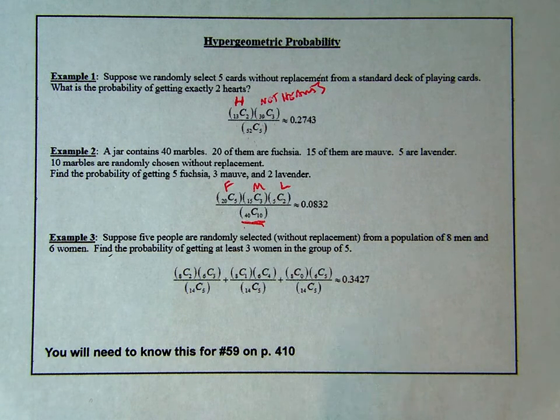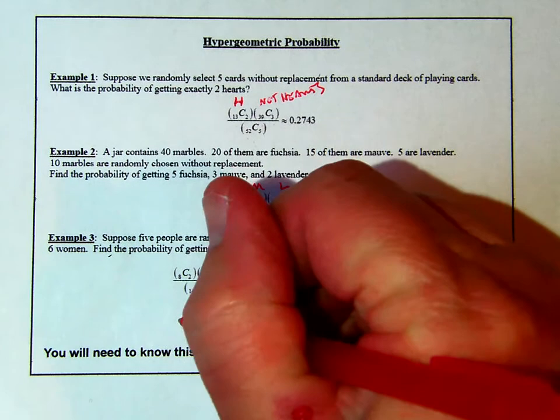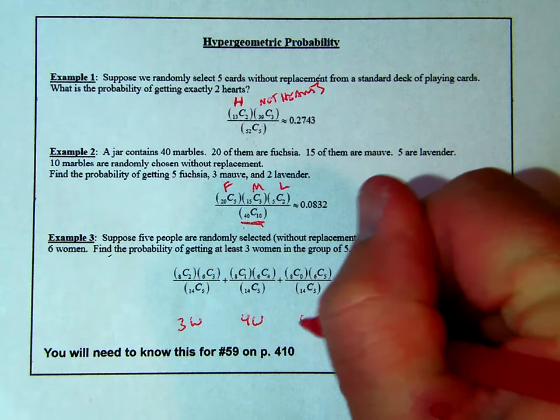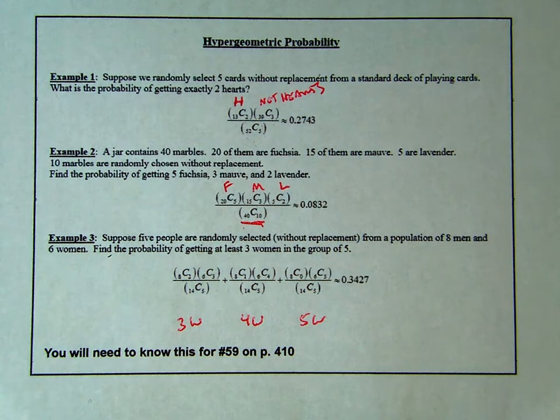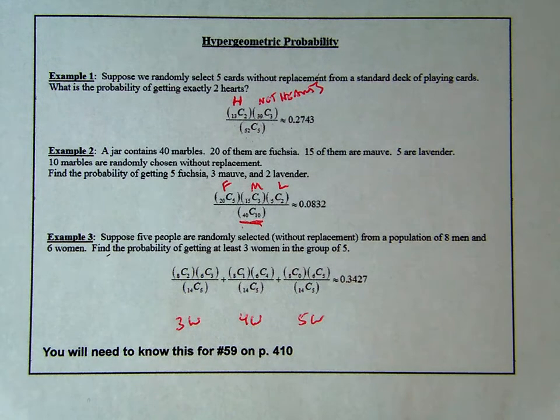All right, last example. Suppose 5 people are randomly selected without replacement from a population of 8 men and 6 women. Find a probability of at least 3 women in a group of 5. So at least 3 means we're talking about it could be 3 women, it could be 4 women, or it could be 5 women. So what we have to do is have 3 scenarios set up like we did up here, and then add them together.